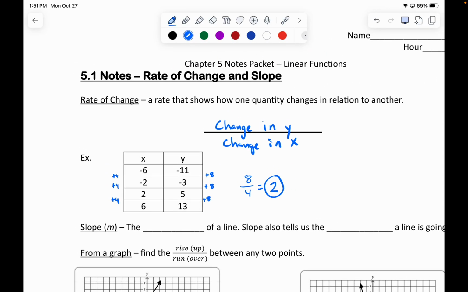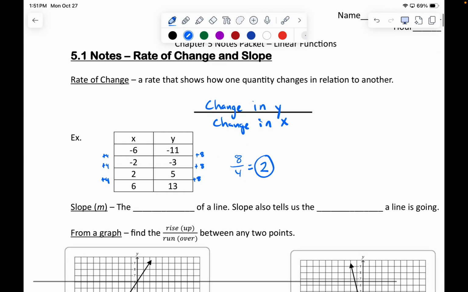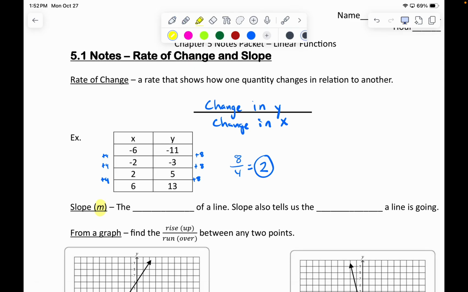Now, for the majority of what we're going to do today, we're going to talk about slope. That's the next thing I have here. Slope is always the variable m. How or why or who did that a million years ago? I don't know, but slope is m. M is the variable for slope. By the end of chapter 5, every time that we see the variable m, we should hopefully think of slope.